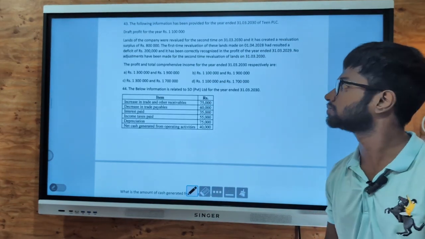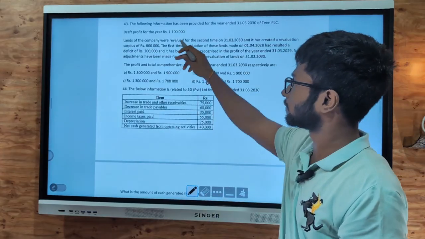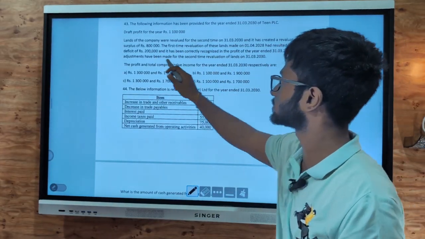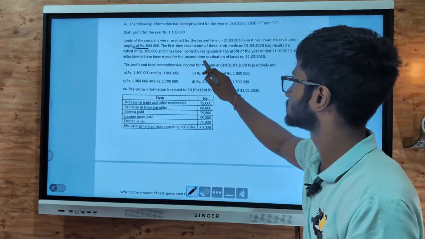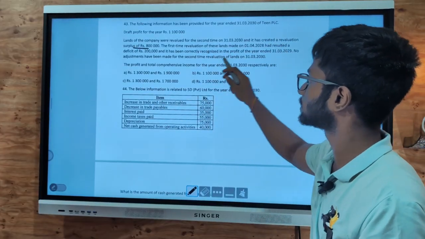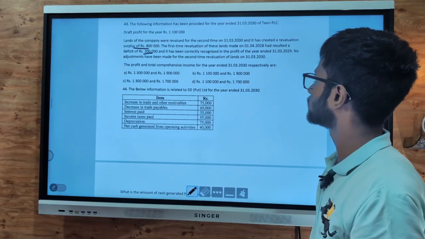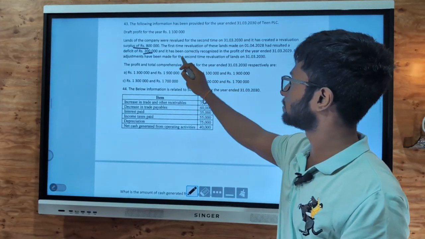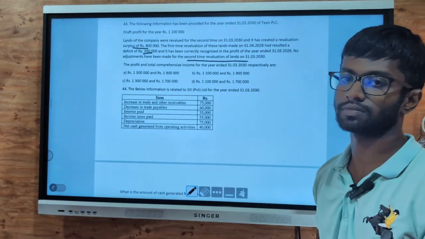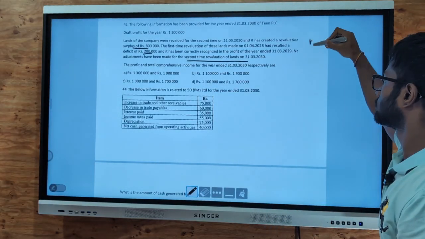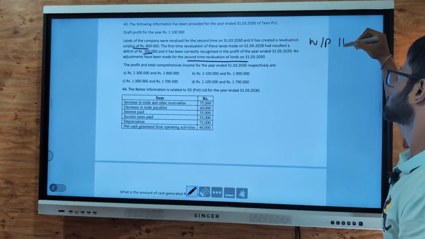So next they say we have a drafted profit. Land of the company was revalued for the second time and it created a surplus of 800. The first time revaluation of this land had resulted in a deficit of 200. It has been correctly recognized in profit or loss. No adjustments have been made for the second time revaluation. The second time we haven't recorded correctly. So currently we have a net profit of 1100.